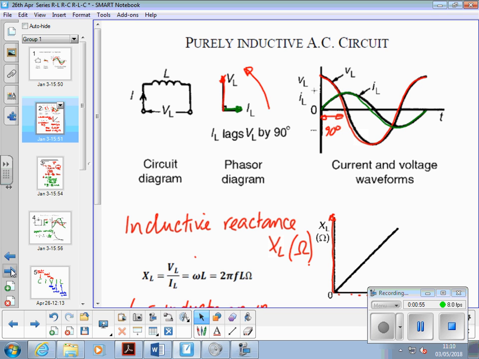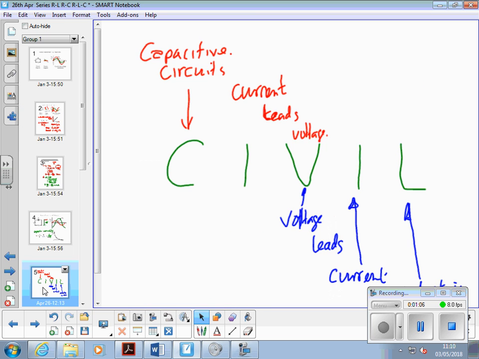So we end up with a phasor diagram where our current and voltage are 90 degrees out of phase with each other. We also took a quick look at how you can check whether current or voltage should be leading or lagging, and that's the word CIVIL. In a capacitive circuit, current is before voltage, so we say current leads voltage. Equally, we could say voltage lags current. In an inductive circuit, designated by the L, voltage leads current, or equally, we just say current lags voltage.